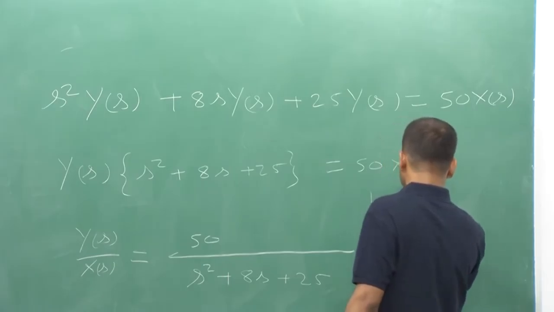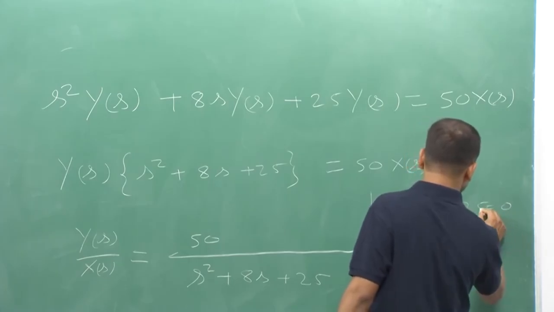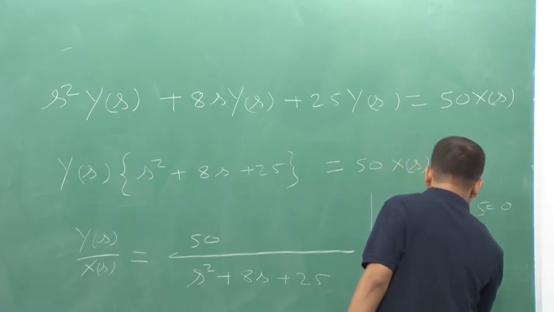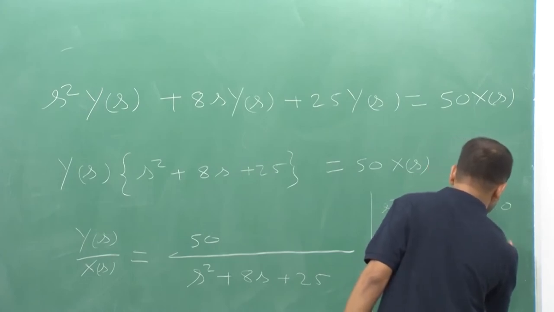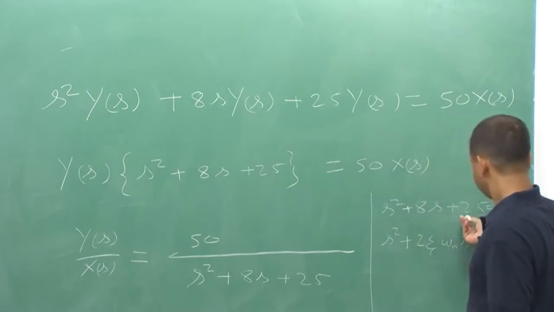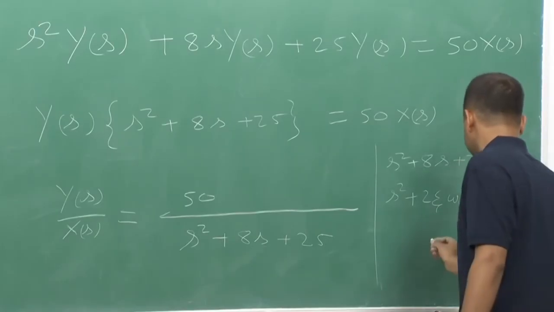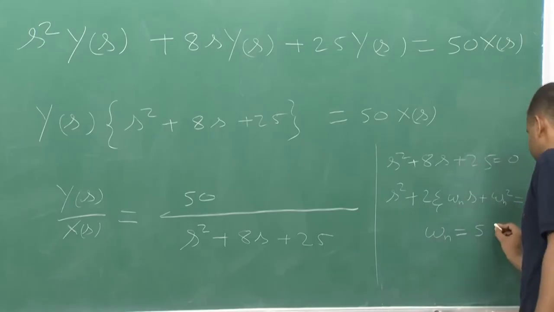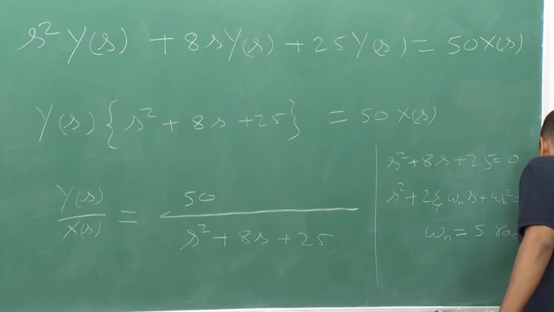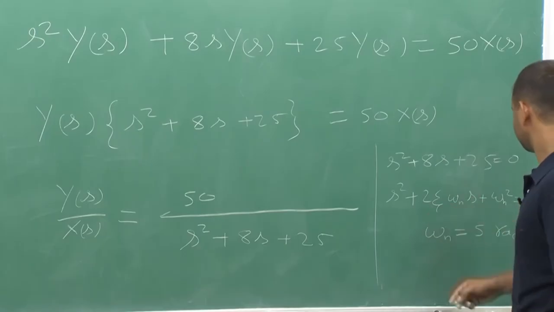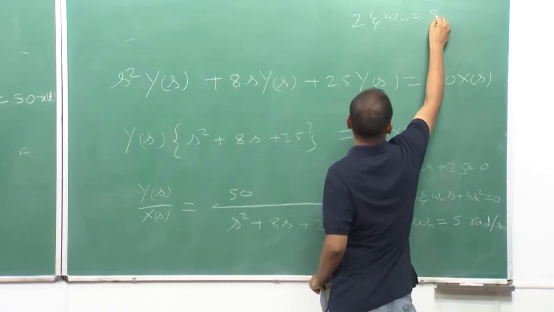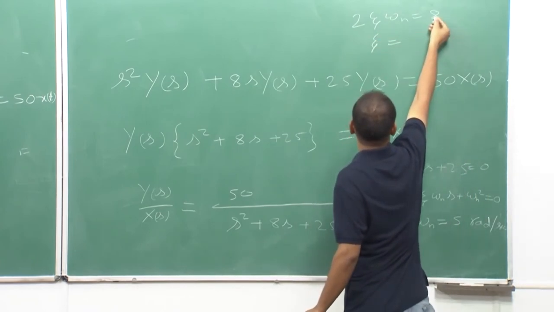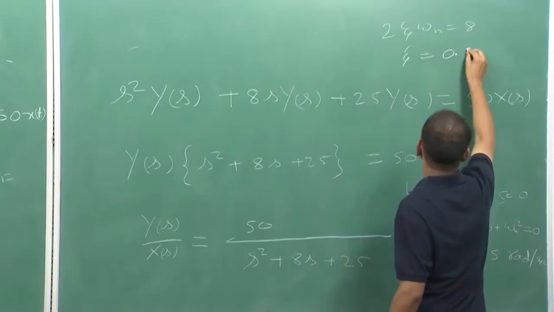I can write from here the characteristic equation: s square plus 8s plus 25 is equal to 0. Now if I compare with the standard equation s square plus 2 zeta omega n s plus omega n square is equal to 0, then comparing these two equations, I can find omega n square is 25, so omega n is equal to 5 radian per second. 2 zeta omega n is equal to 8, and omega n is 5 radian per second. So, I can write zeta is equal to 8 divided by 10, so it will be 0.8.